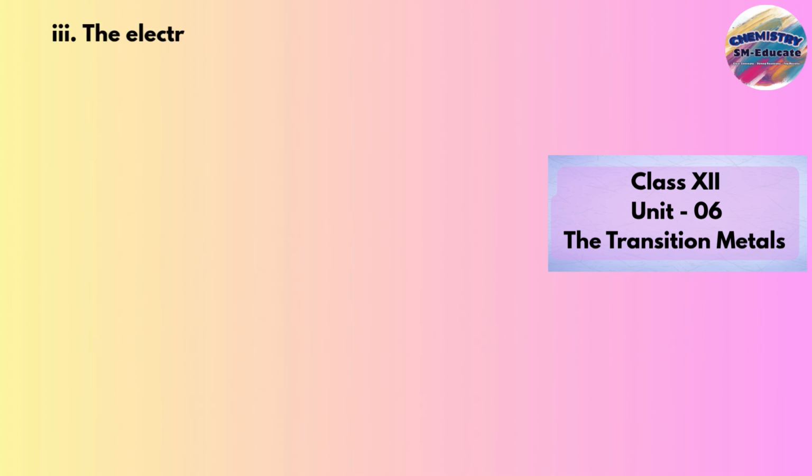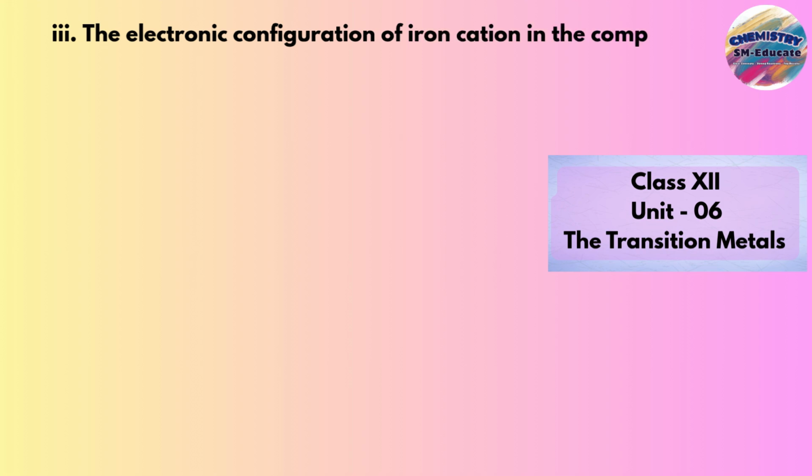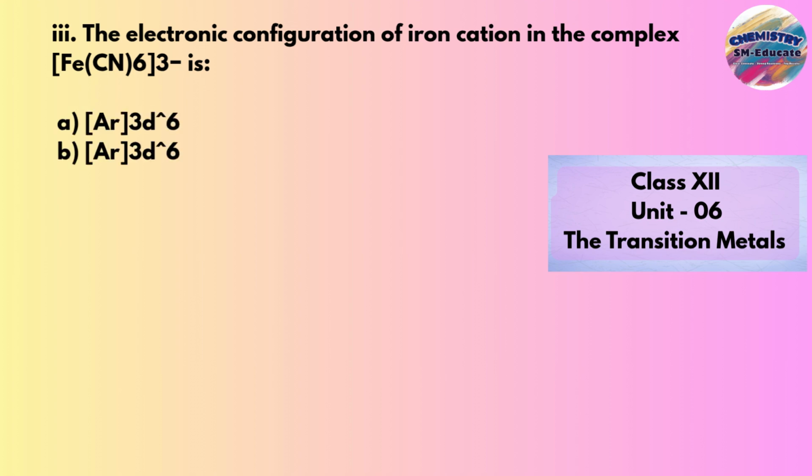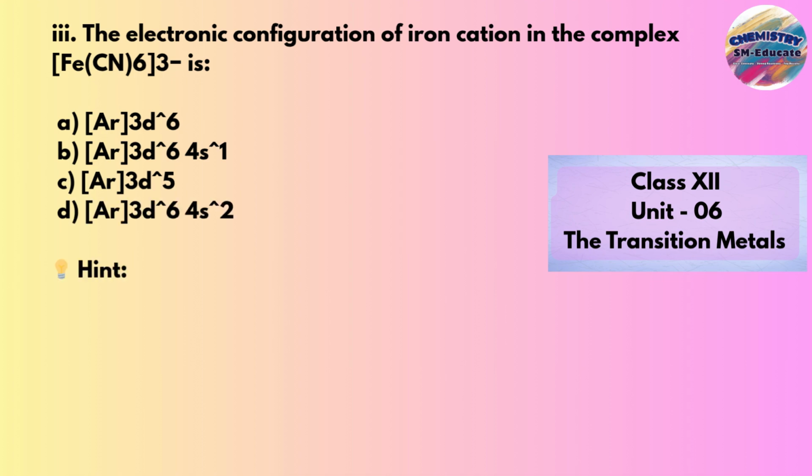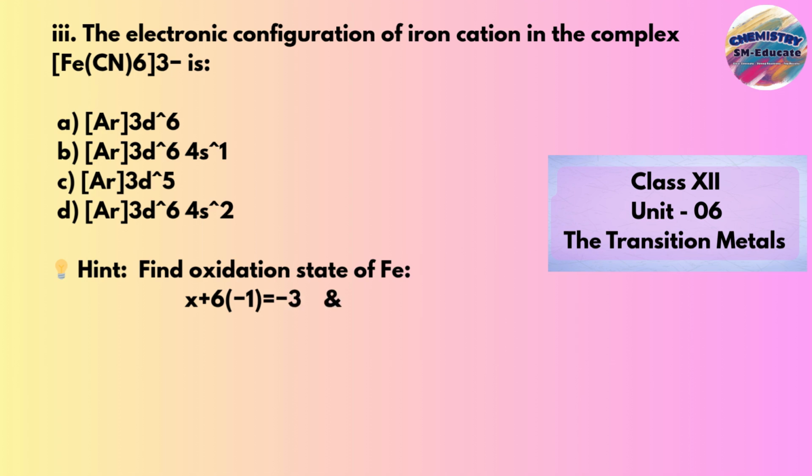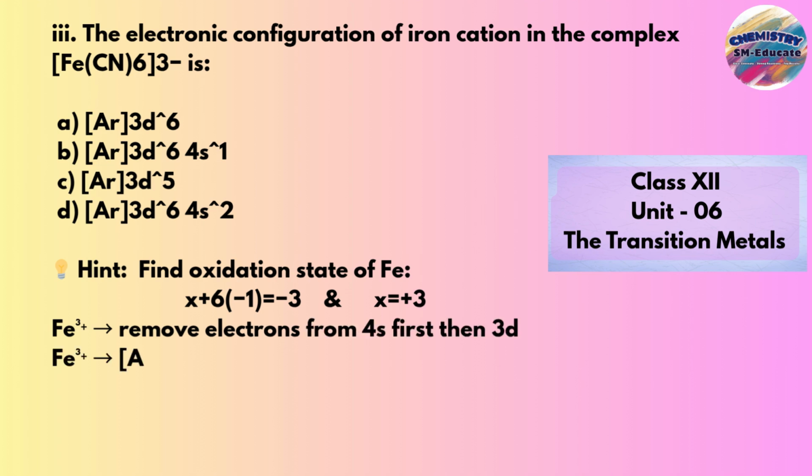3. The electronic configuration of the iron cation in the complex [Fe(CN)6]3- ion is: A. [Ar] 3d6 4s1. B. [Ar] 3d6. C. [Ar] 3d5. D. [Ar] 3d6 4s2. Hint: Find the oxidation state of Fe. It is +3. Fe3+ removes electrons from 4s first, then 3d. Fe3+ is [Ar] 3d5. Correct answer: C, [Ar] 3d5.